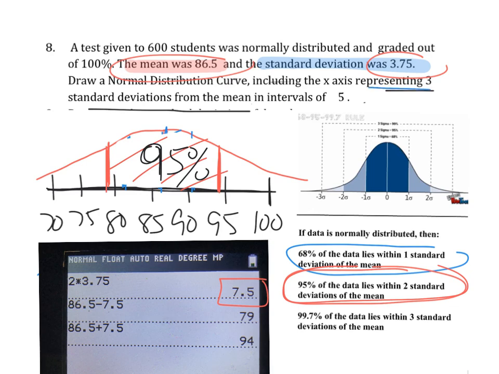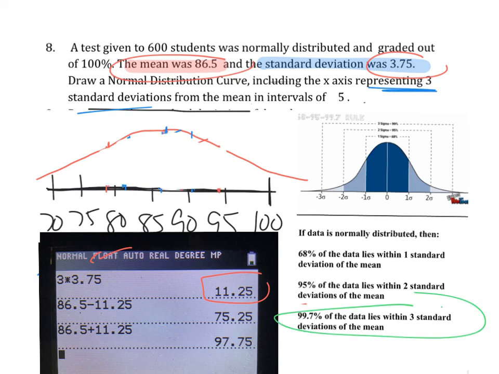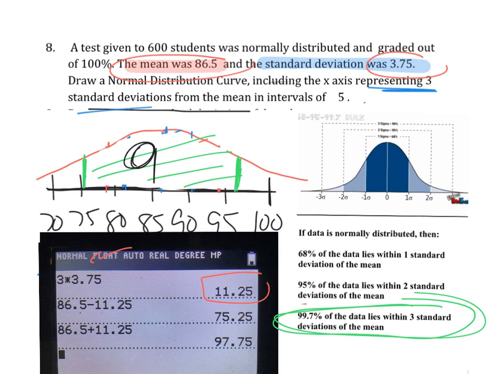Here they want us to go to 3 standard deviations. So 3 times the standard deviation, 3 times 3.75, is 11.25. So I'll add and subtract 11.25 from our mean. And that's going to tell me that 99.7% of the data lies between 75.25 and 97.25. So 99.7% of the data lies between those two values.